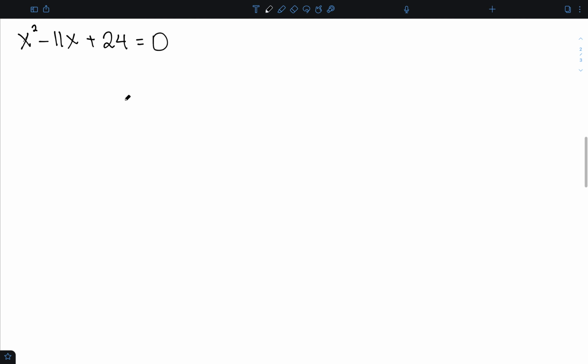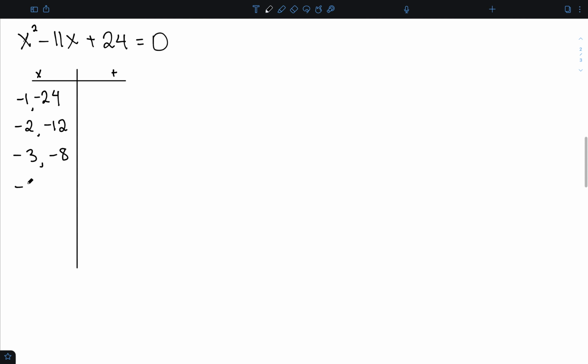Let's look at x squared minus 11x plus 24 equal to 0. Our first step is actually writing this as a product. In other words, factoring. I need numbers that multiply to be 24 and add to be negative 11. I have negative 1 times negative 24, negative 2 times negative 12, negative 3 times negative 8, and negative 4 times negative 6. If I add these, I get negative 25, negative 14, negative 11, and negative 10. So I can see the one that I want.